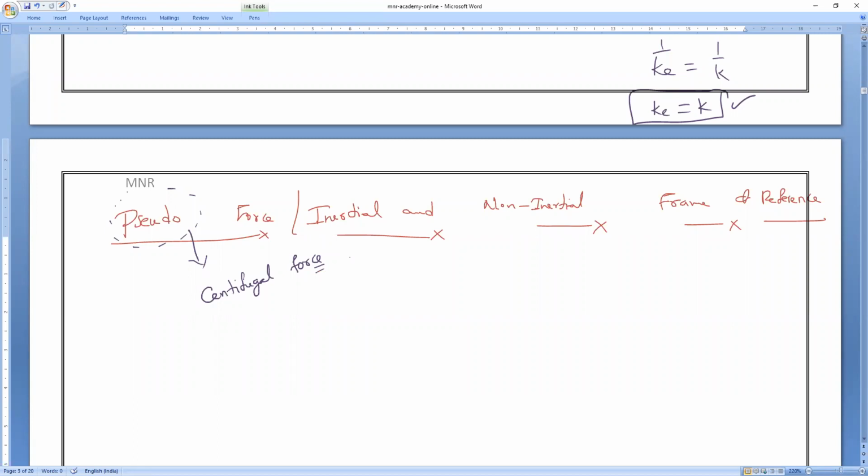Yes, sir. So centrifugal force is different, and centripetal force is different. What we studied in centripetal force is that it is always acting towards the center. That is what we represent with Fc. Am I right or wrong, everybody?